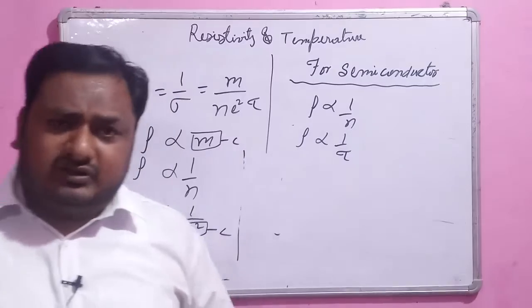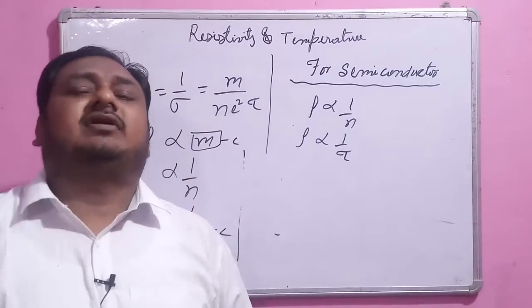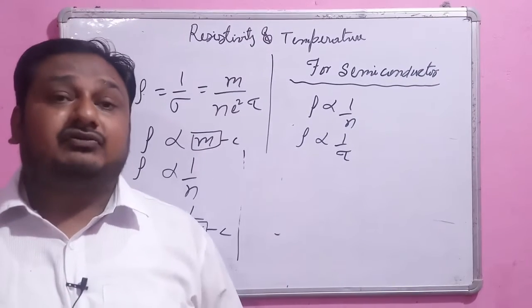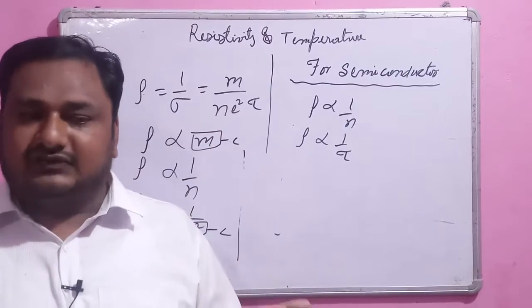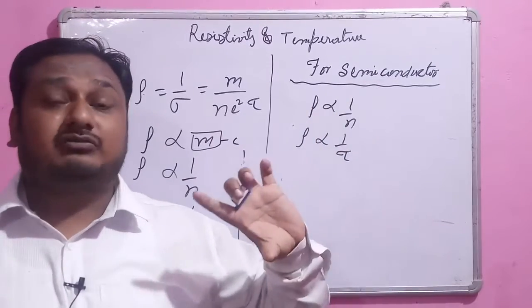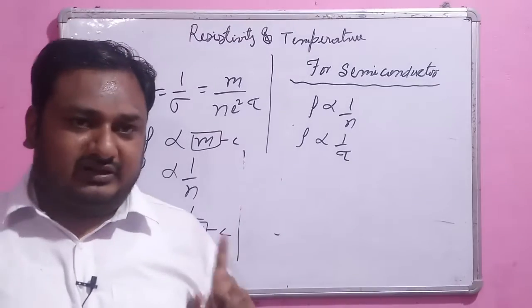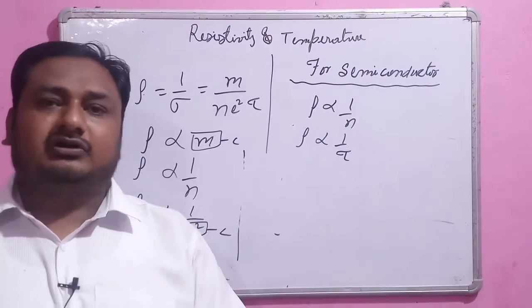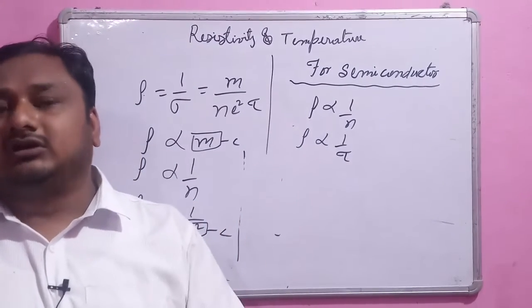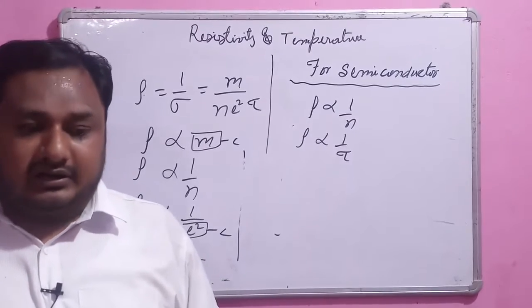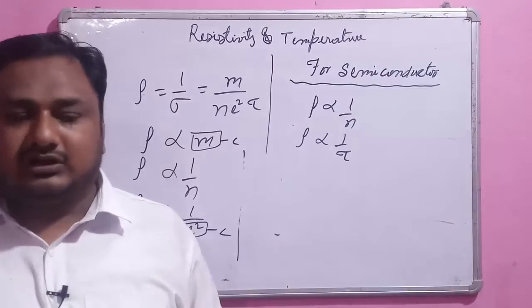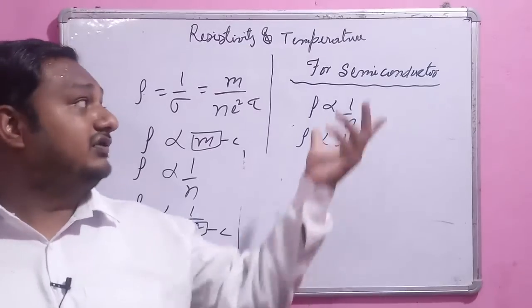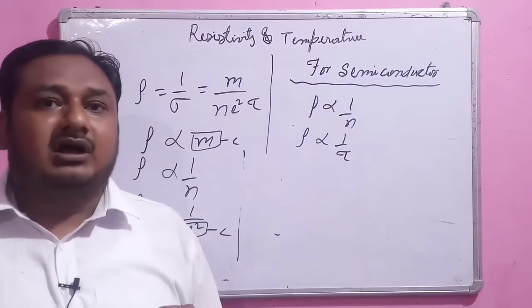Now what happens if you increase the temperature? Semiconductors behave in a very different way. Normally a semiconductor acts as an insulator, but if you increase the temperature, it behaves as a conductor. That is the difference in the behavior of a semiconductor. That means it is releasing electrons. As we increase the temperature, the number of electrons per unit volume in the semiconductor increases. That is why it behaves as a conductor.